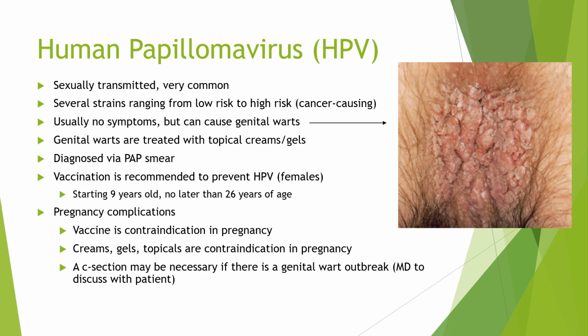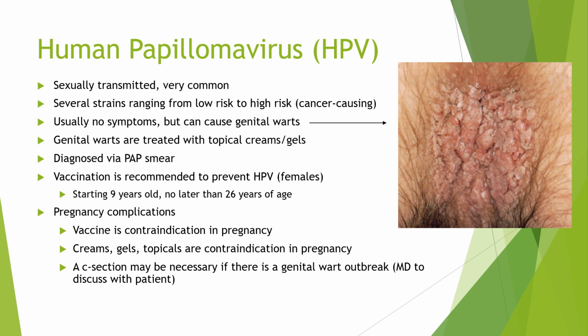HPV, the human papillomavirus. So this is going to be our first STI that we're talking about. It's sexually transmitted. It is very common. I think they say like 80% of the population has it. There's several strains from low risk to high risk. The high risk are the cancer-causing strains. Usually no symptoms, but it can cause genital warts. The genital warts are treated with topical creams and gels. We should know what these genital warts look like and compare them to genital herpes to see the difference, and I can show you that in class.